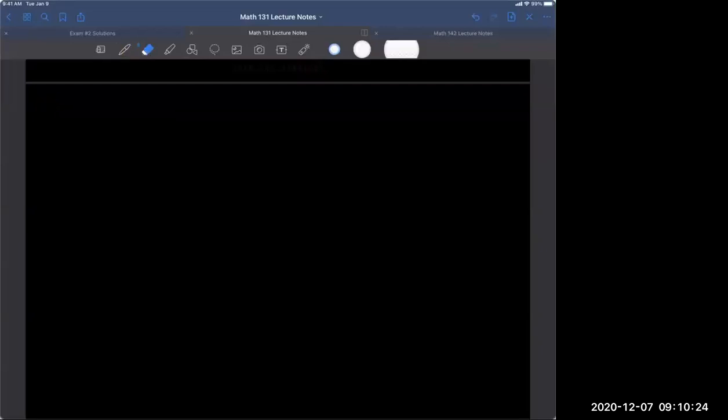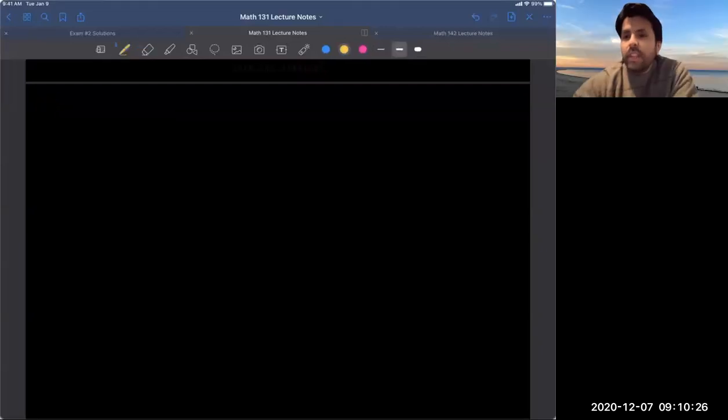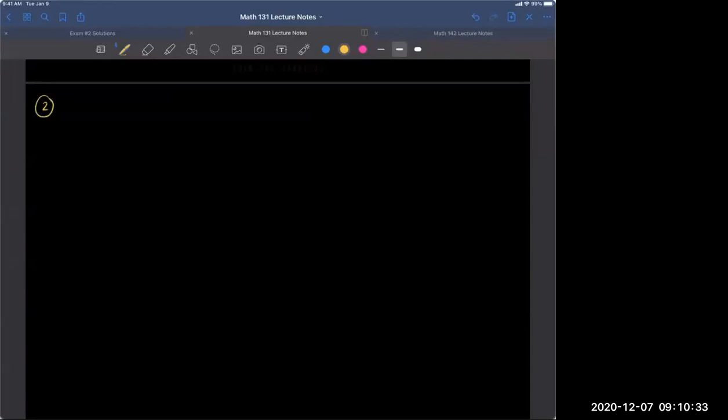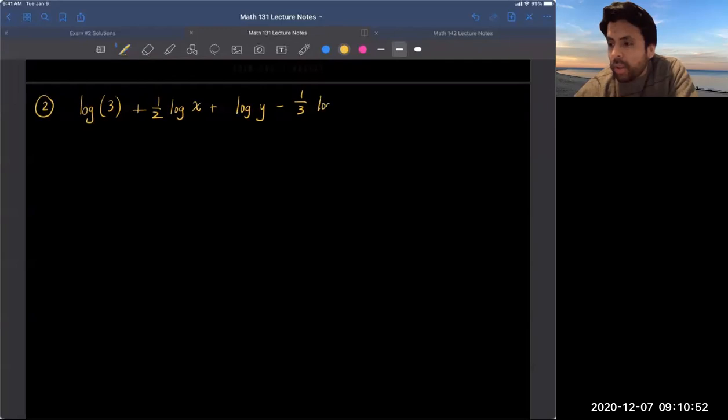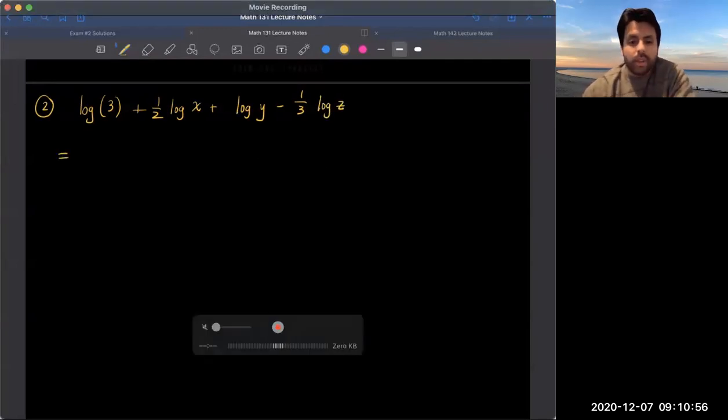Yeah. Right. Okay, so let's do one more of these just to get our feet wet with this. Now what if I get something like this? Log of 3 plus 1/2 log of x plus log of y minus 1/3 log of z. What if I want to combine all of this into a single log?